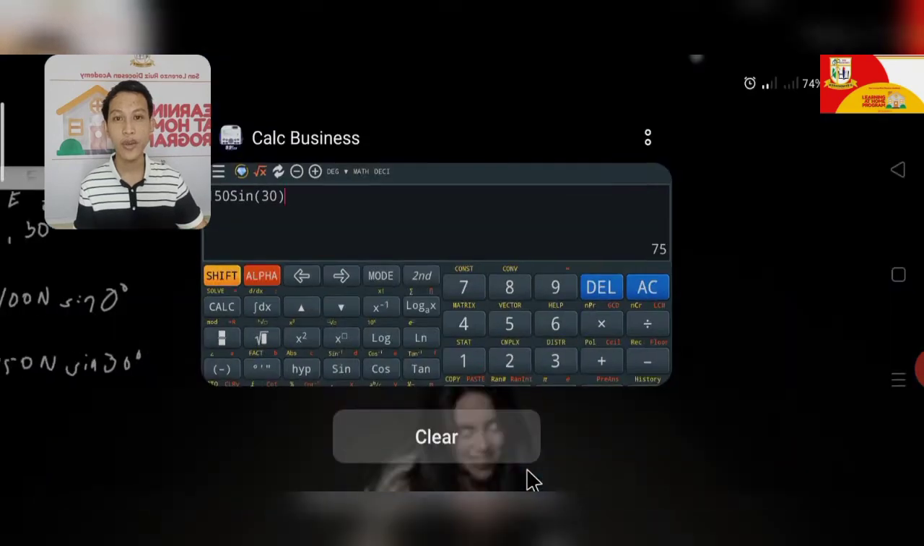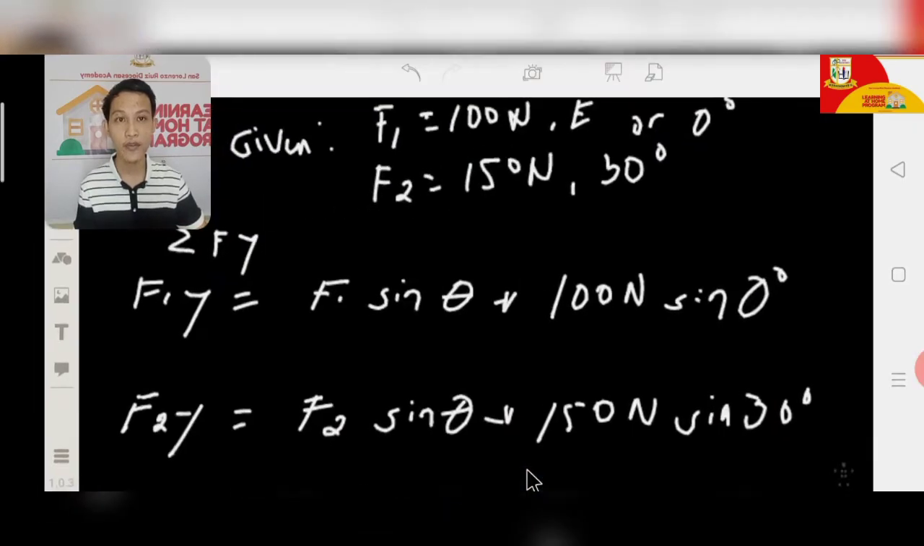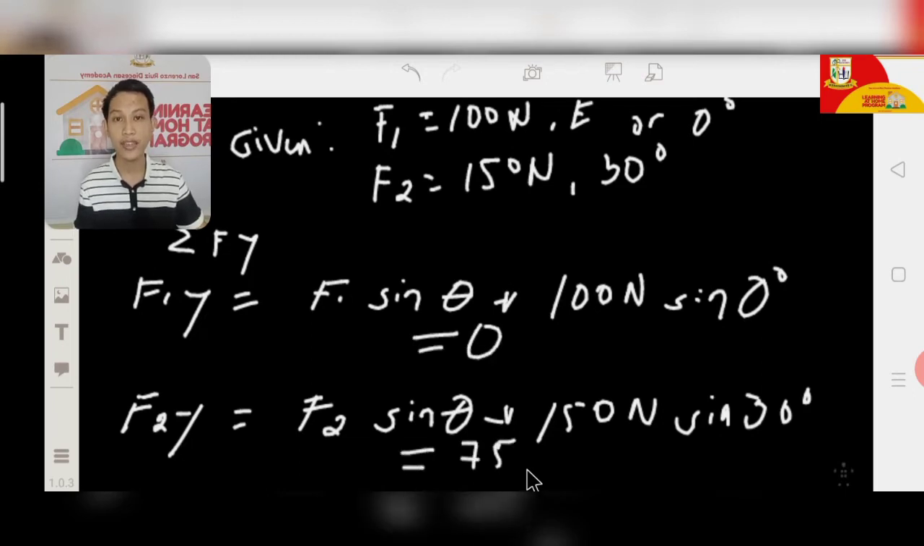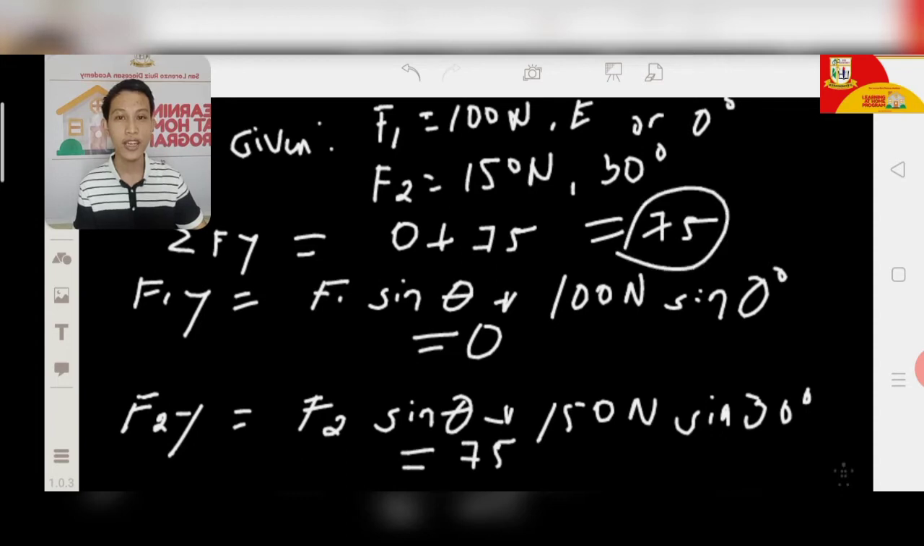Okay, so going back to our board again, F1y is equal to 0, and F2y is equal to 75. Now to get the summation of F_y, or the vertical components, we have 0 plus 75 is equal to 75, and that is our vertical component, or summation of F_y. Did you get it? Now we have our new given values for horizontal and vertical components.